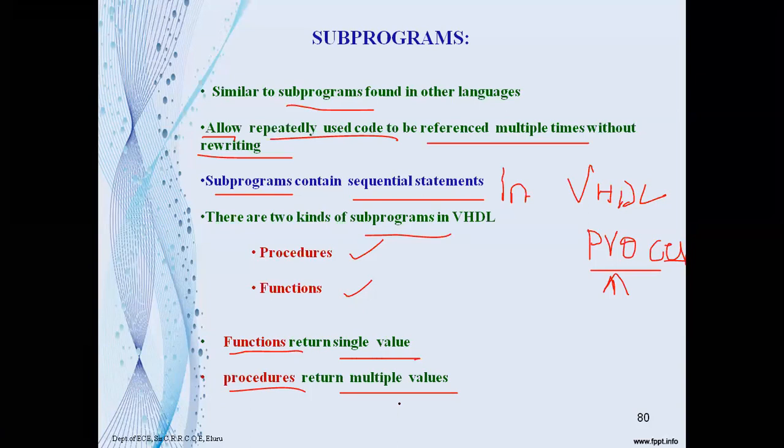So which means that you will have a group of sequential statements and they will be executed, and by executing that group of statements, they will return a result. I mean that they will return a value. So the difference between the procedure and function is, when you execute a procedure, it may return multiple values. Whereas the function, when you execute a function, it returns single value only.